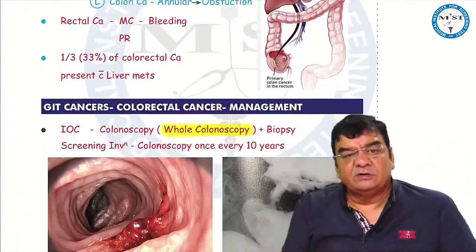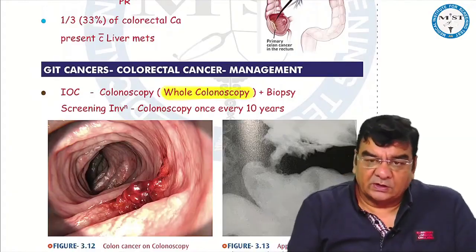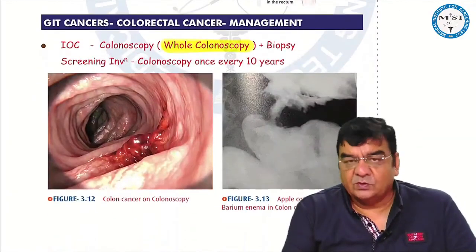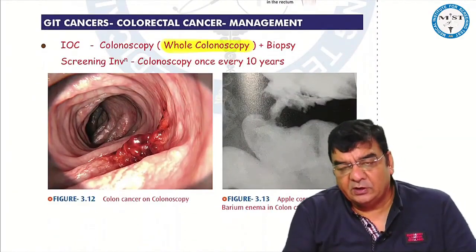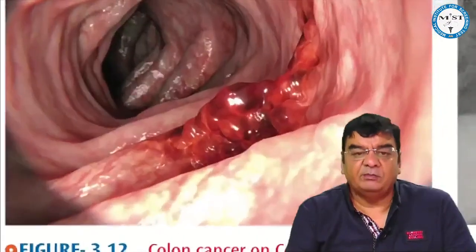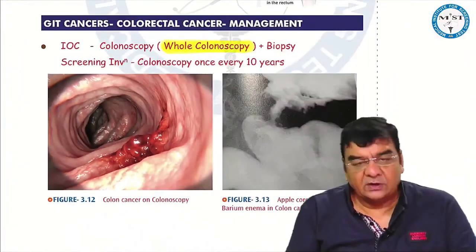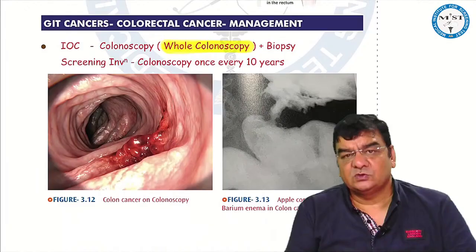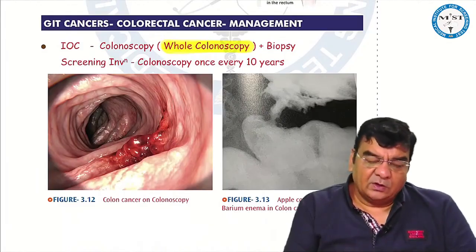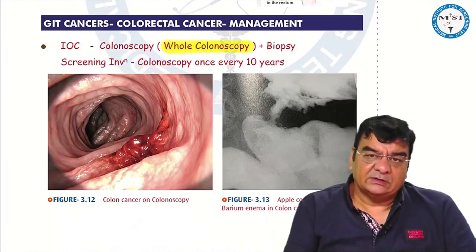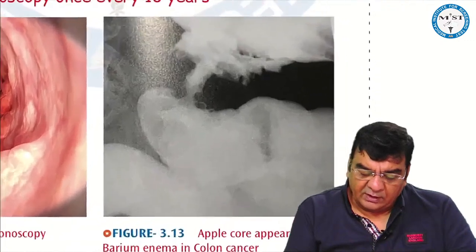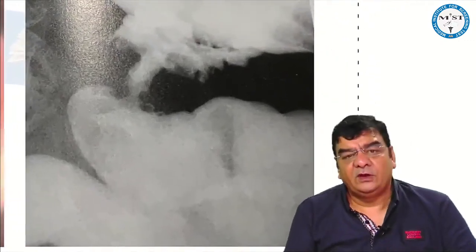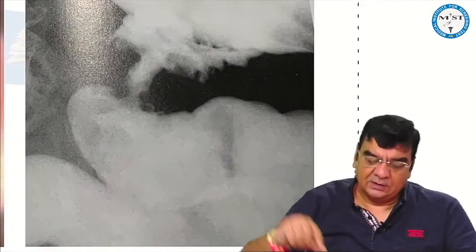If a patient is presenting with bleeding per rectum and we are suspecting colon cancer or rectal cancer, then we should do whole colonoscopy. Complete colon should be evaluated and we can take a biopsy and that will diagnose the cancer. For screening of colon cancer, we do a flexible sigmoidoscopy or colonoscopy. A better option would be doing a colonoscopy every 10 years. If we are doing barium enema, then we can find this apple core appearance in colon cancer.